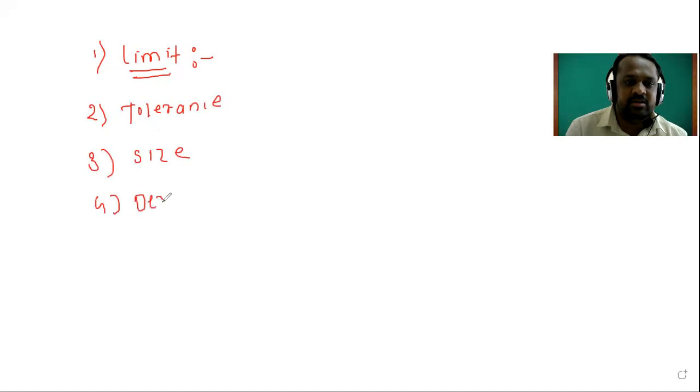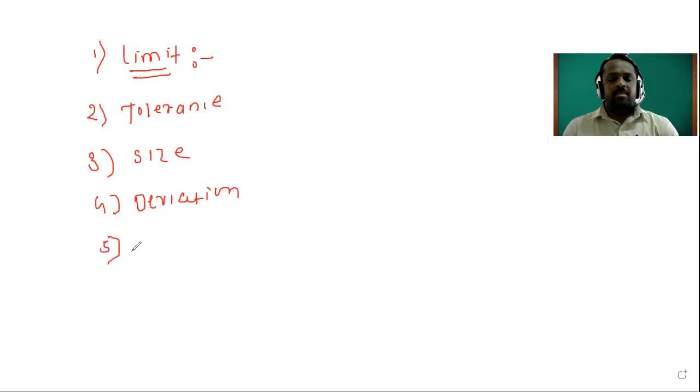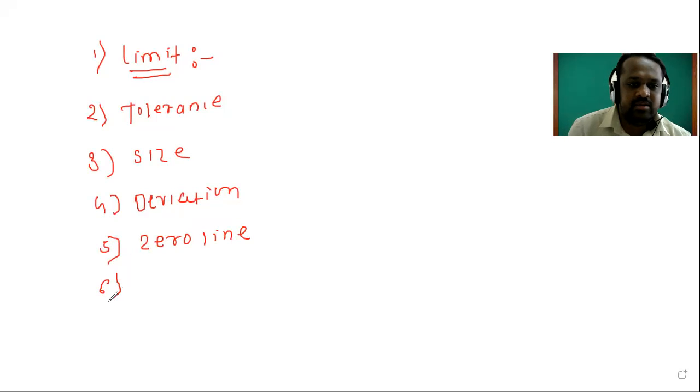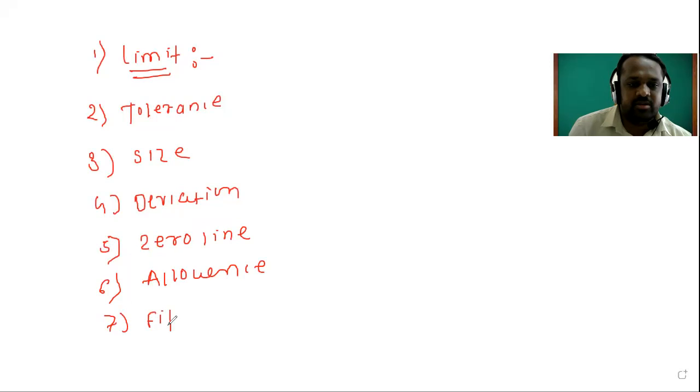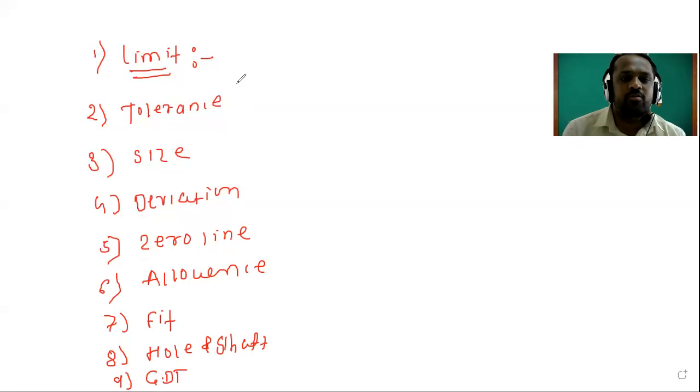Then deviation, then zero line, then allowance, then fit. Then hole basis and shaft basis system, and geometrical tolerances. That much we have covered in this chapter.